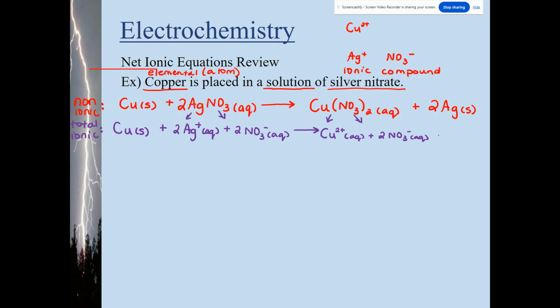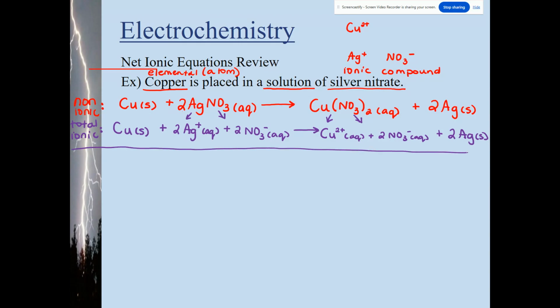Okay? And then last, I have my silver metal. Elements do not dissociate. Elements do not turn into ions. The only time you have the ion form of an element is when it's coming out of an ionic compound. That's when you have the ion form. But when they're in their elemental form, they're in their atom form. They do not have a charge. Okay? So that's our total ionic.